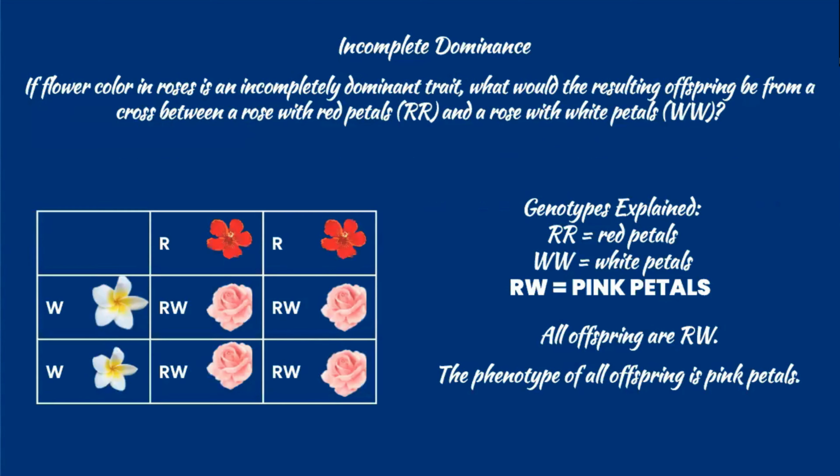So in this case, we have one parent that has the red roses, so big R, and then the other parent that has the white petals, which is WW. And then if we have a combo, we have all RWs, which means that all offspring will be RW, which means the phenotype for all offspring will be that pink color.